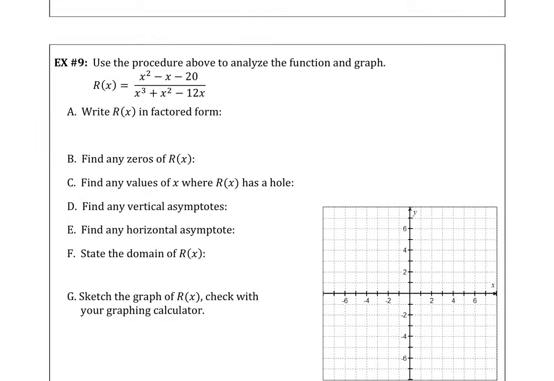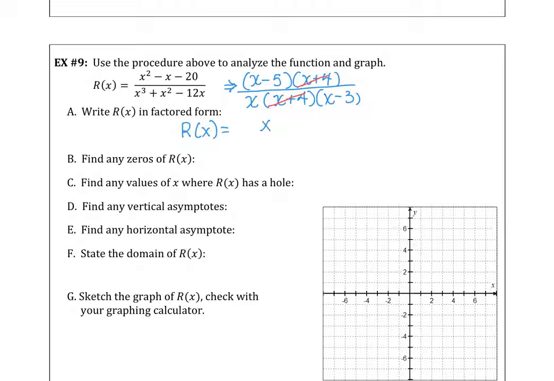I'm looking at r of x, trying to factor that. So x minus 5 times x plus 4, taking out an x in the bottom and thinking of factors of 12 that add up to 1 would be plus 4 and minus 3. And removing those common factors, we have the simplified form for r of x as x minus 5 in the numerator, and then x times x minus 3 in the denominator.